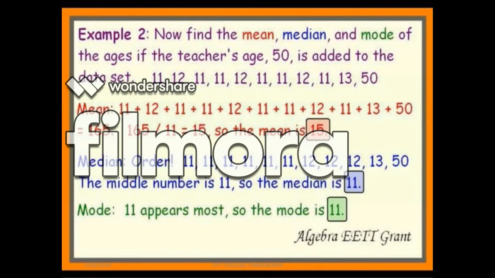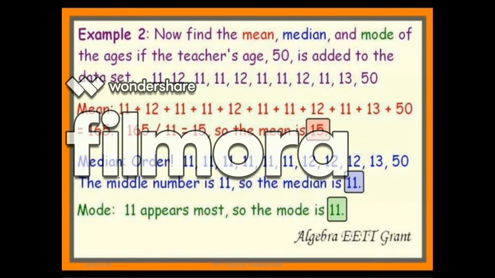So the mean is supposed to be presented this way: 11 plus 12 plus 11 plus 11 plus 12 plus 11 plus 11 plus 12 plus 11 plus 13 plus 50 is equal to 165. Now 165 divided by 11 is equal to 15, so the mean is 15.